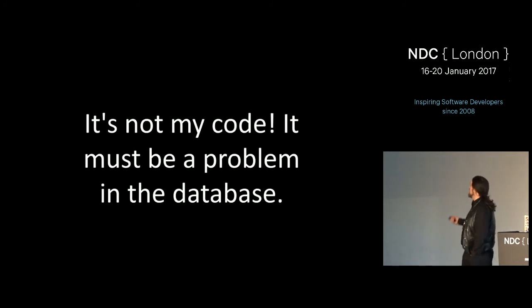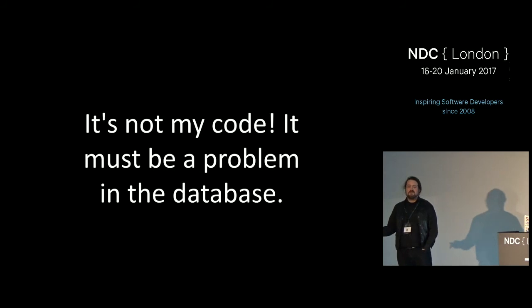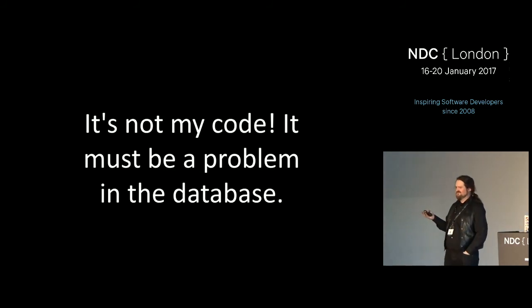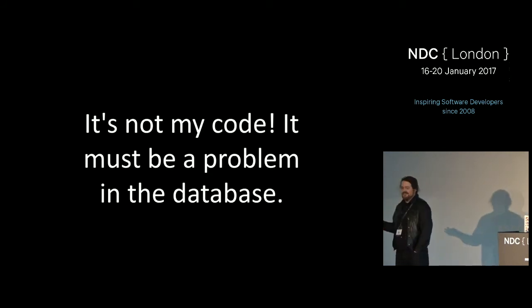So someone says to you, not my code, it must be a problem in the database. Something which happens quite a lot. Experiment. How would you turn this hypothesis into a prediction, and how would you then test that prediction experimentally?